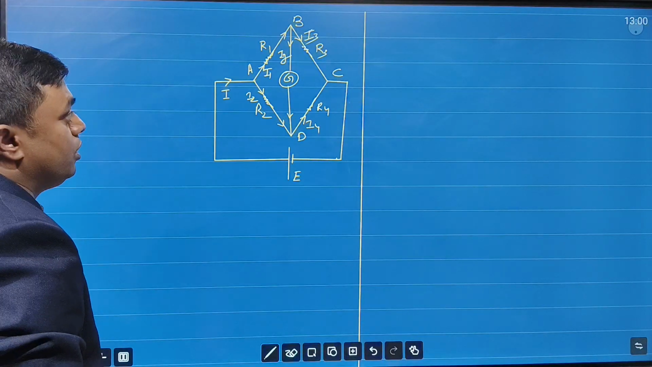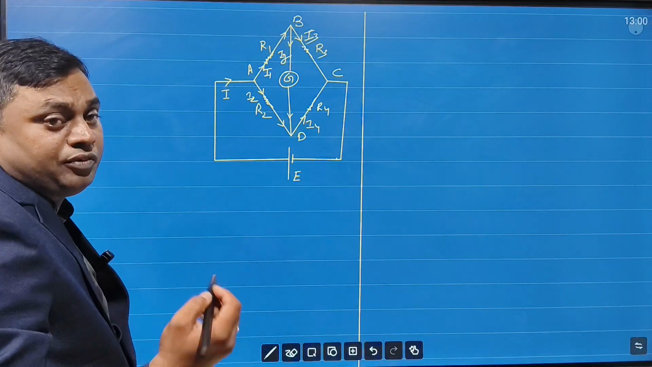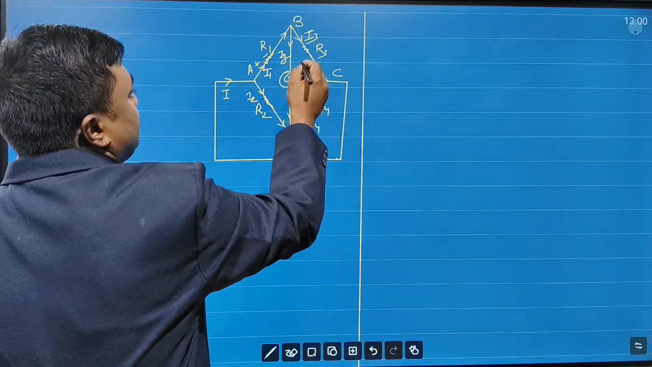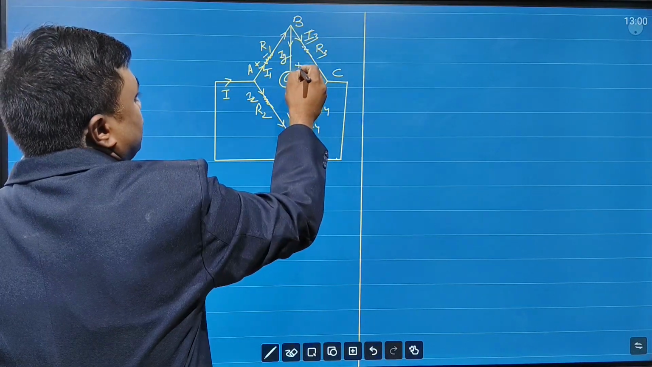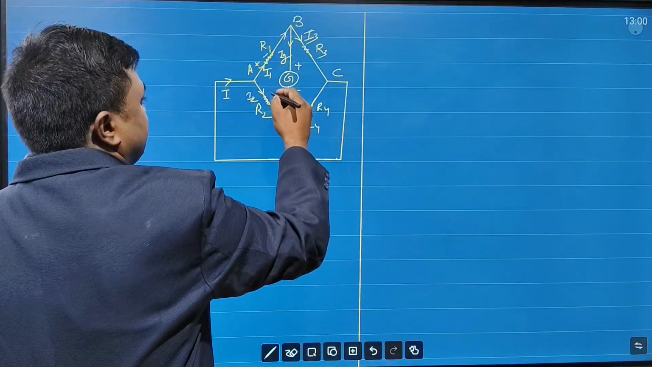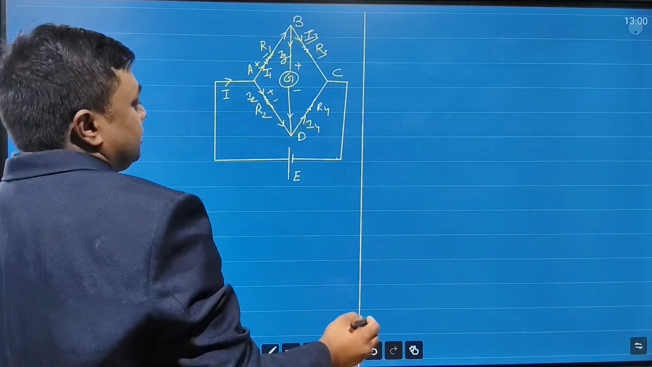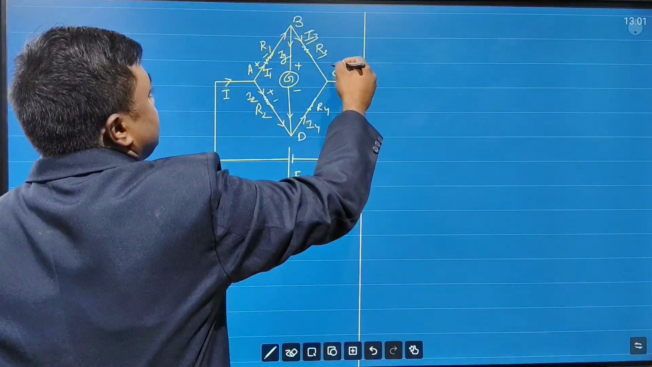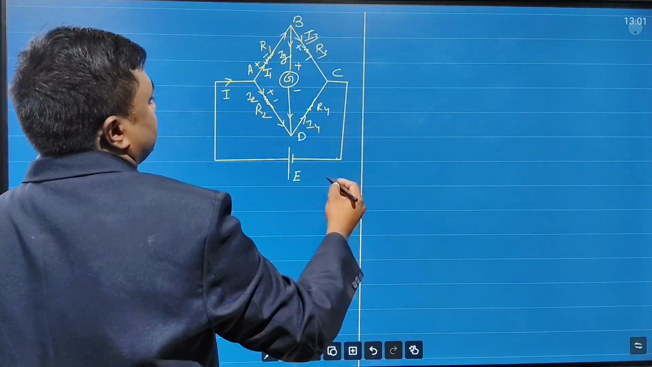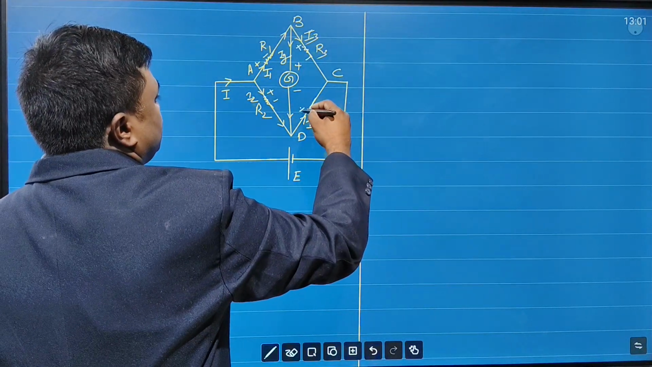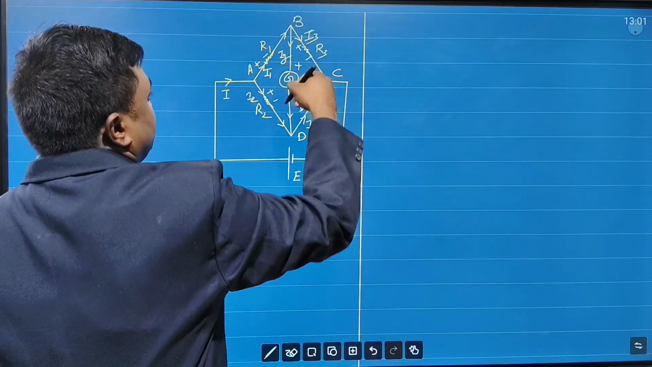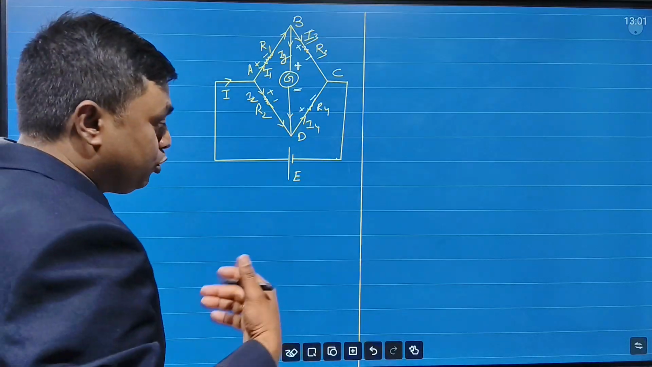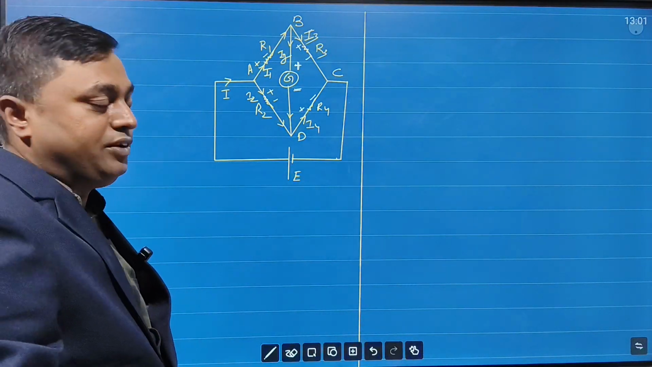Whenever current is passing, we know that current flows from positive to negative, and there is a drop in potential. Again, the direction is like this, positive to negative. Here the direction is like this, positive to negative. In the BC branch, plus to minus. In the DC branch, plus to minus. In this branch, you see already plus to minus is there. So we have to prove this using KCL and KVL.